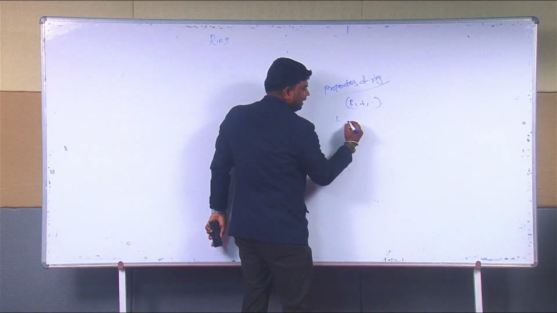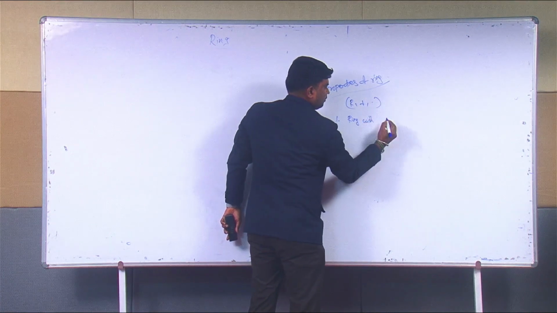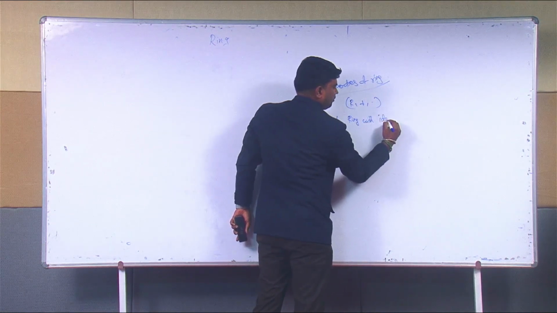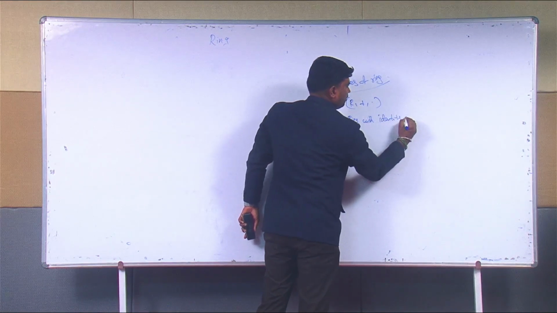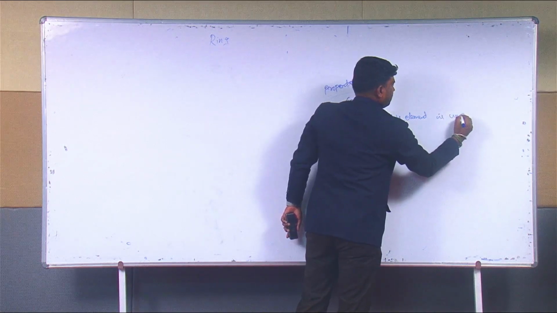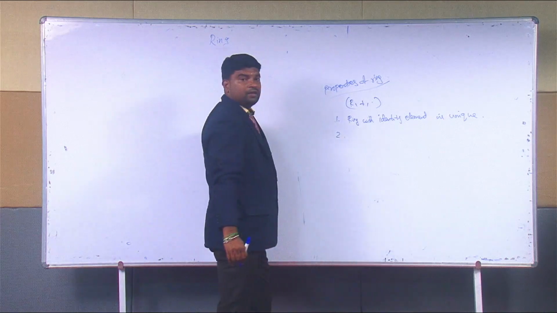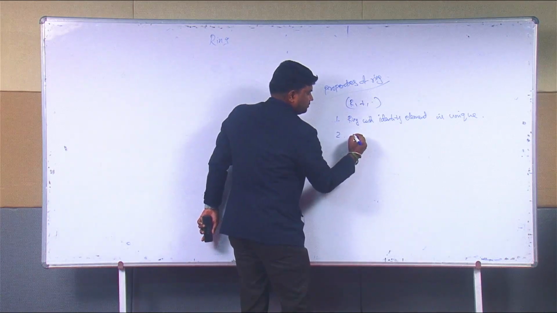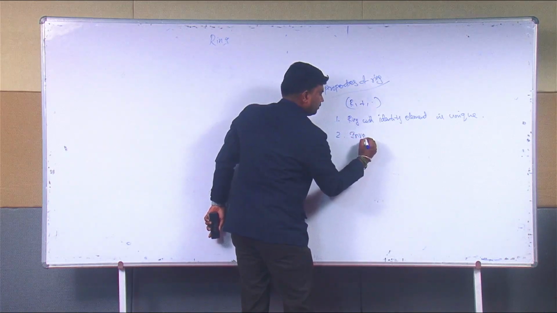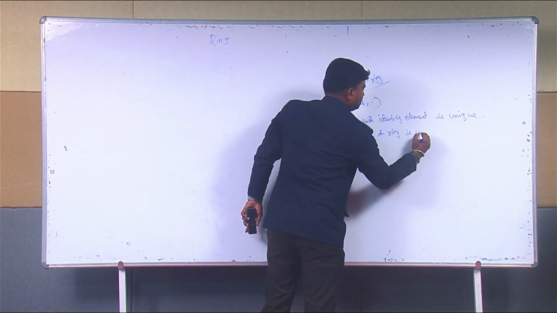The ring with identity element is unique. And the second property: the inverse of a ring element is also unique.